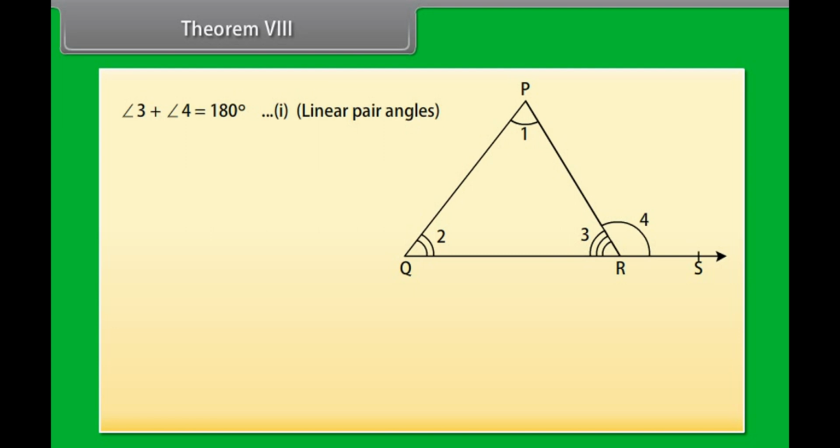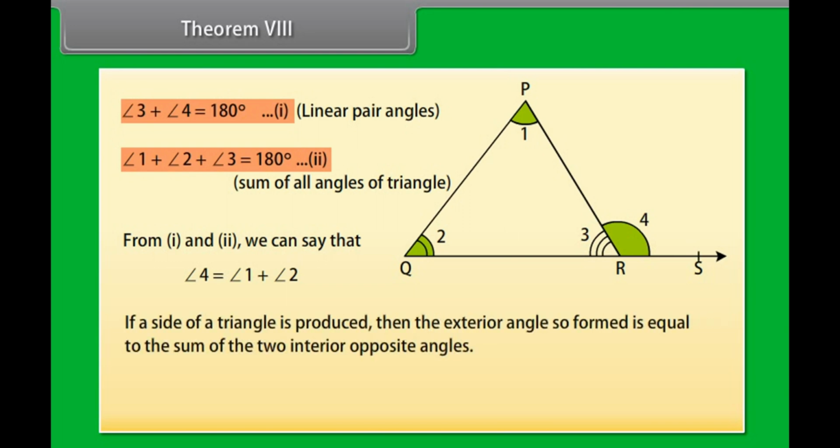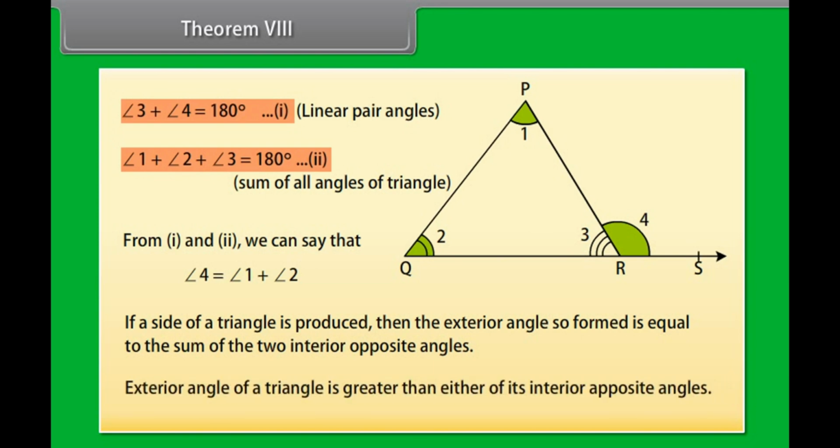Mark it as 1. Also, angle 1 plus angle 2 plus angle 3 is equal to 180 degree because the sum of all the angles of a triangle is 180 degree. Mark it as 2. From 1 and 2 we can say that angle 4 is equal to angle 1 plus angle 2. This result can be stated in the form of a theorem which says, if a side of a triangle is produced, then the exterior angle so formed is equal to the sum of the two interior opposite angles. It is obvious from this theorem that an exterior angle of a triangle is greater than either of its interior opposite angles. Now let us solve some examples based on this theorem.